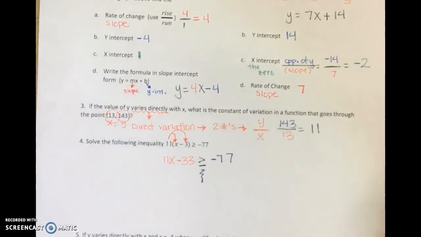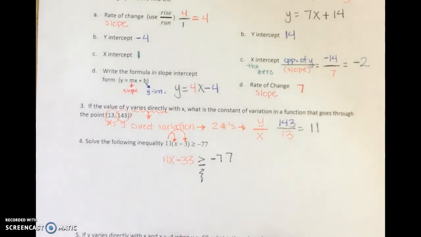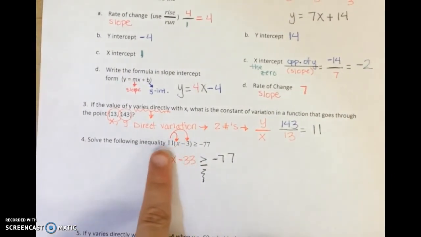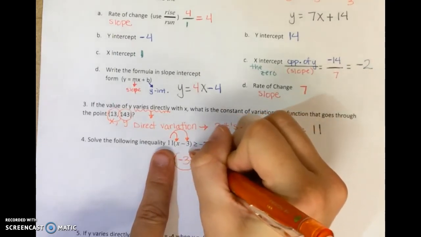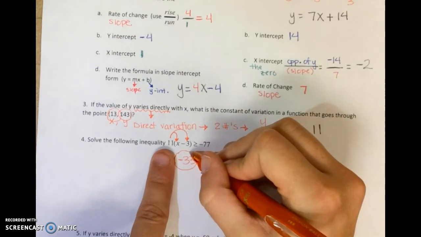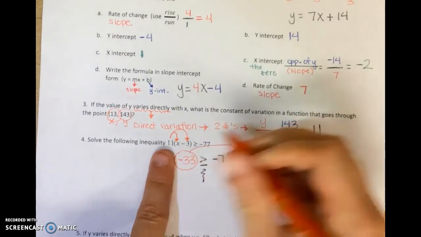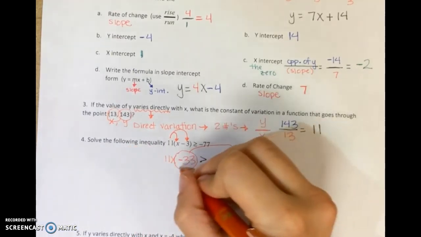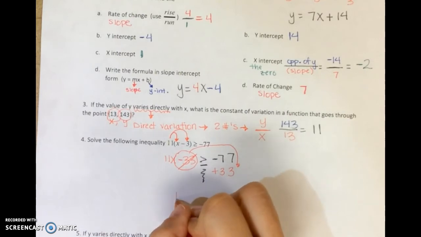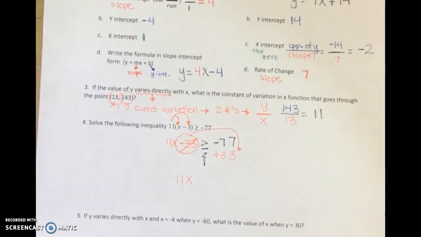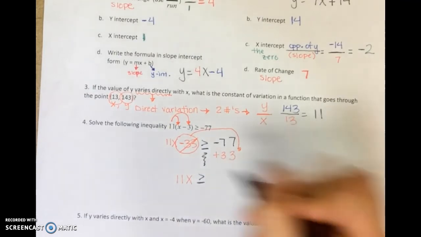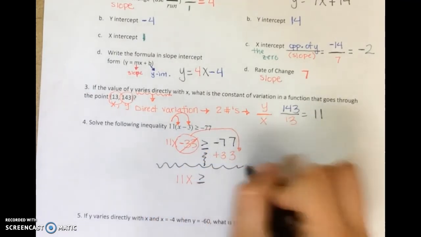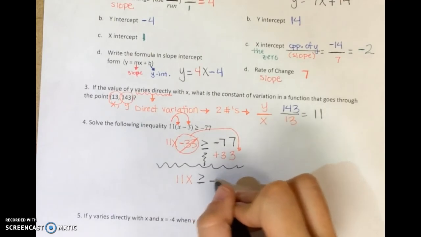You want the x by itself in order to be able to have a solution. So what's bothering the x? I'm going to cover it up. The term that is bothering the x is negative 33, which means you're taking away 33. In order to move it to the other side, I have to add 33. Okay? So this cancels out. And I end up with 11x is greater than or equal to negative 44.